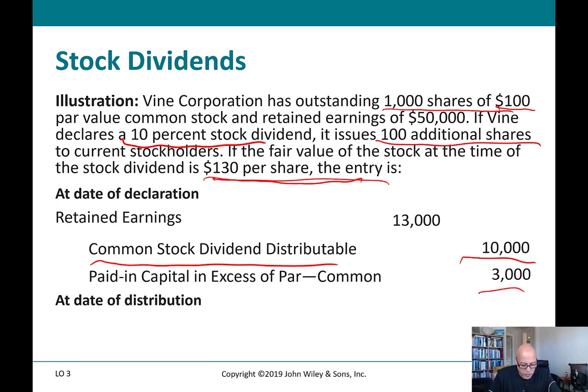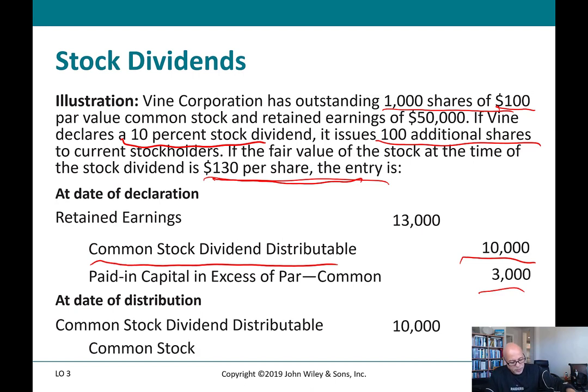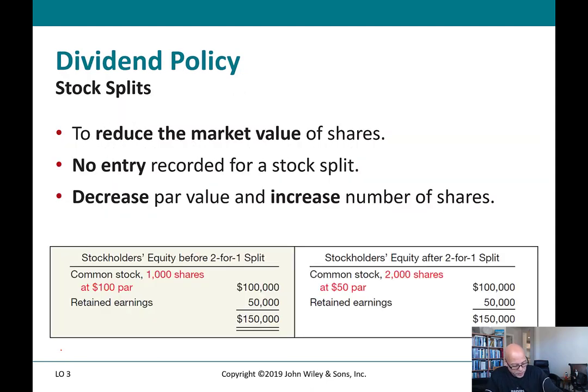Then when I issue the shares of stock, I simply debit that common stock distributable and credit the common stock for the 10,000 when I finally get around to issuing those. But that entire set of transactions happens where? In the stockholders' equity section. Okay, and I misspoke. That's not a contra. It adds to my stockholders' equity. Then here, I take it out of one stockholders' equity account and put it into another. Okay, good. Now that's the small stock dividend.